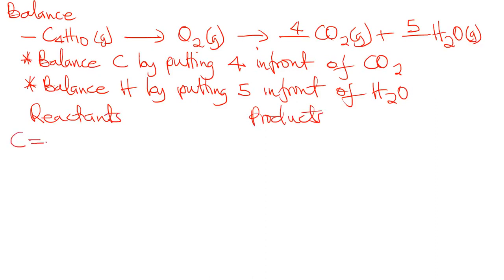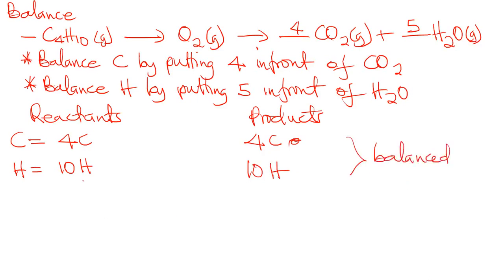Carbon. We have 4 carbon atoms on the reactant side, 4 carbon atoms on the product side. Hydrogen. We have 10 hydrogen on the reactant side. Then we have 10 hydrogen on the product side. So these two are balanced for now. Now let's go to oxygen. Oxygen. We have 2 oxygen on the reactant side.